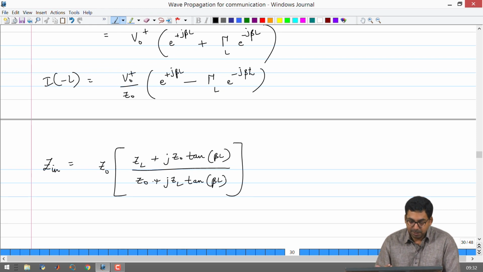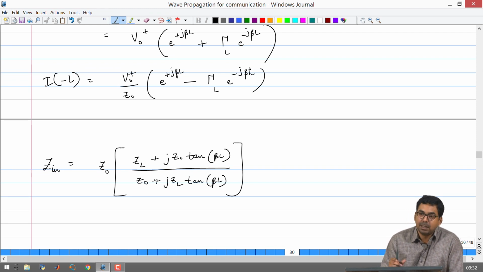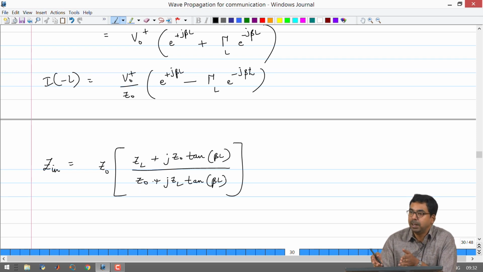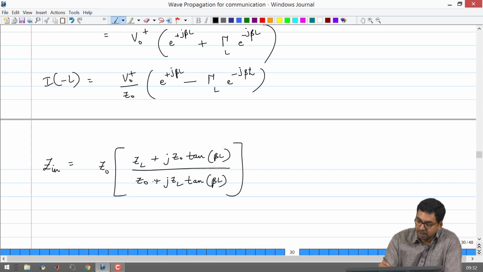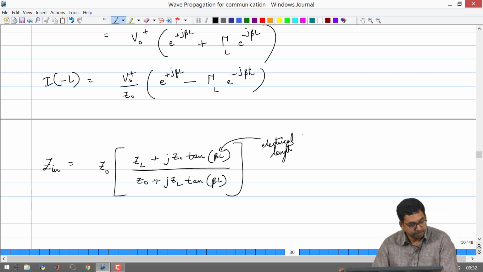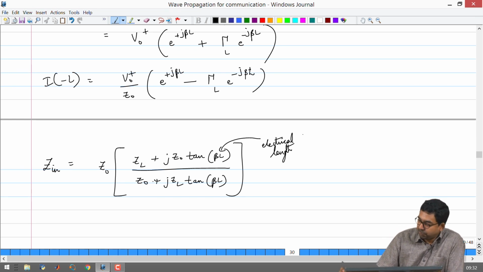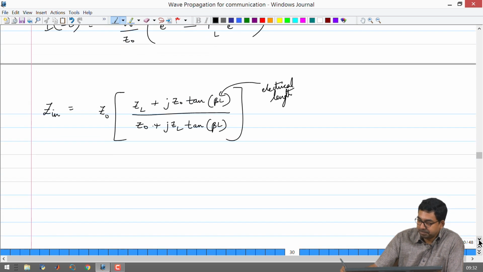So, it clearly justifies that if I take a small section of the transmission line and understand its properties from beta L equal to 0 to beta L equal to 2 pi, I would have understood what all the transmission line can do. So, for this reason the term beta L is usually known as electrical length, simply because it just tells you the phase between 0 and 2 pi.